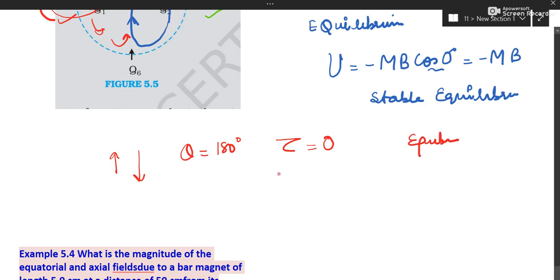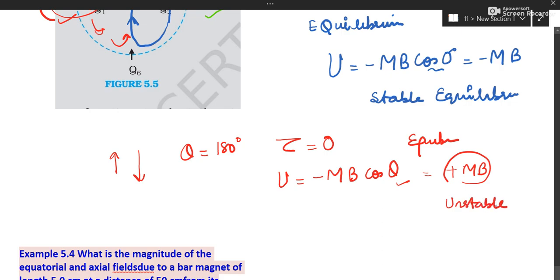But what kind of equilibrium? Because potential energy is equal to minus MB cos theta. So it is cos 180, so it is plus MB. Cos 180 is minus 1. So it is unstable equilibrium because the energy is more, positive, extra.